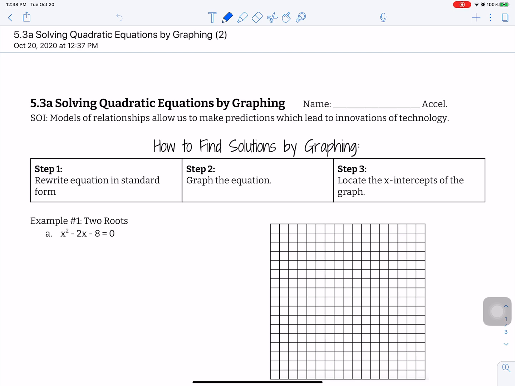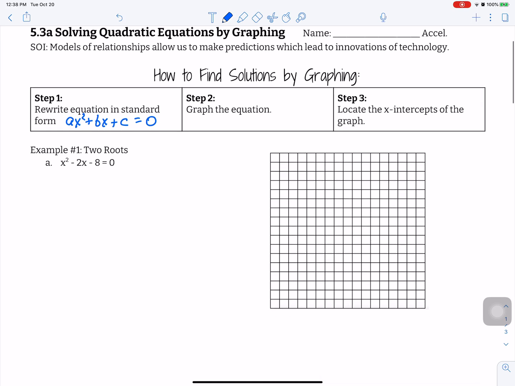Our first step is to rewrite the equation in standard form. So just remember that's like ax squared plus bx plus c equals 0. The equals 0 is really important because we want to know when it equals 0, so that we are solving for the right piece. Then graph the equation, so looking for our line of symmetry, doing our table pieces, and then locate the x-intercepts of the graph because, again, those are our solutions.